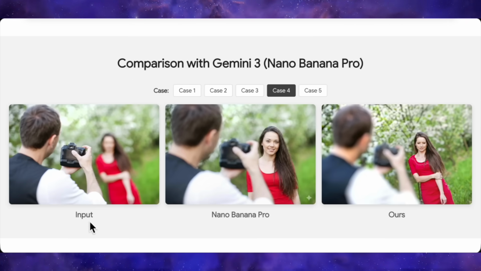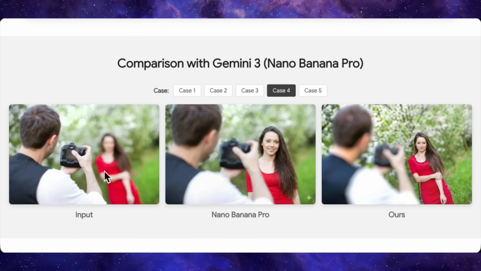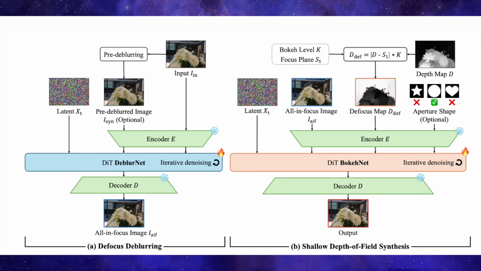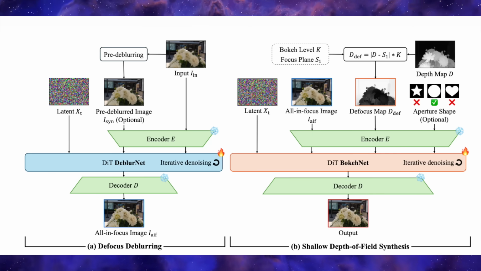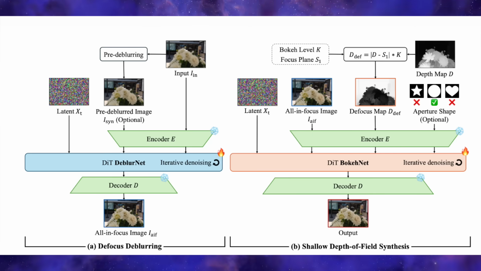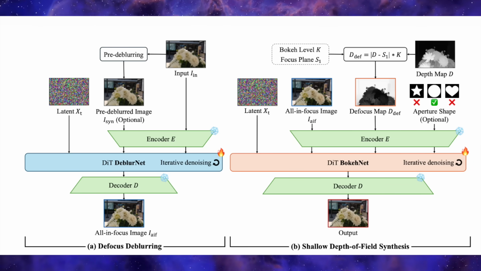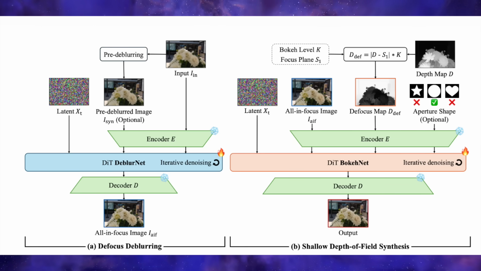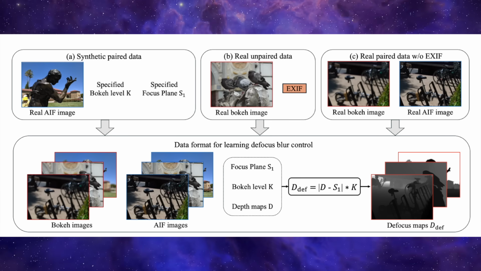So, how does this magic actually work? Under the hood, Generative Refocusing uses a 2-stage diffusion model approach built on the Flux One Dev backbone. The first stage is called DeblurNet, which recovers a sharp, all-in-focus image from any input using a diffusion model guided by initial deblurring predictions. The second stage is BokaNet, which creates fully customizable bokeh considering user-defined focus planes, bokeh intensity, and even aperture shapes. What makes this especially powerful is the semi-supervised training approach.